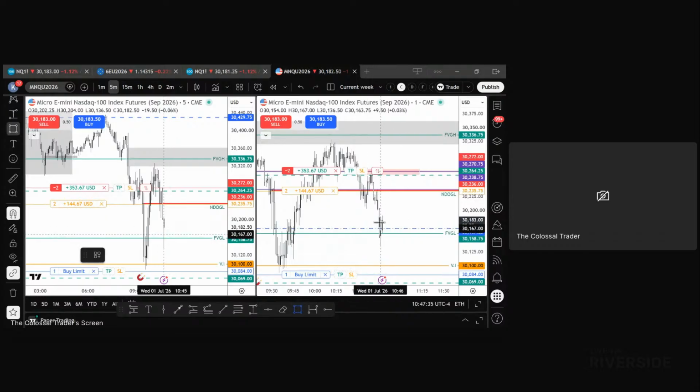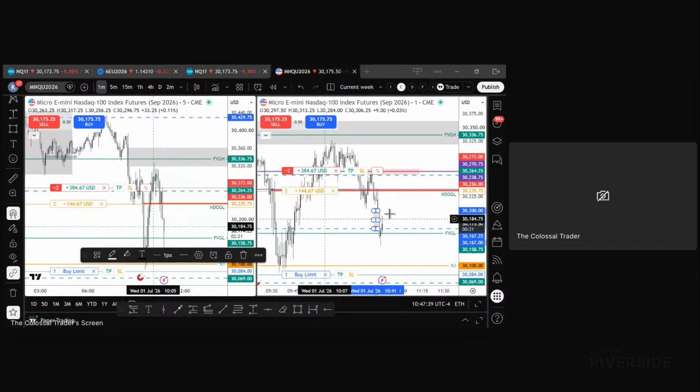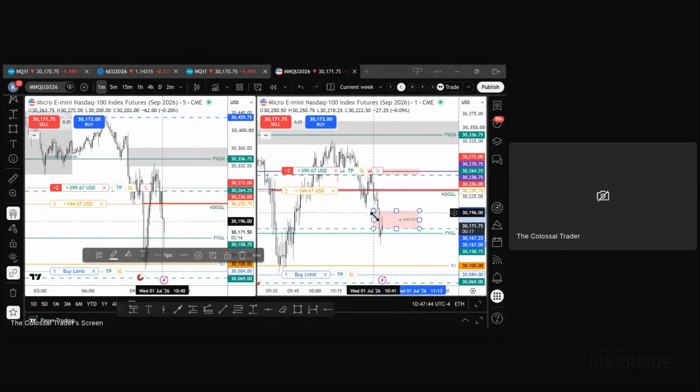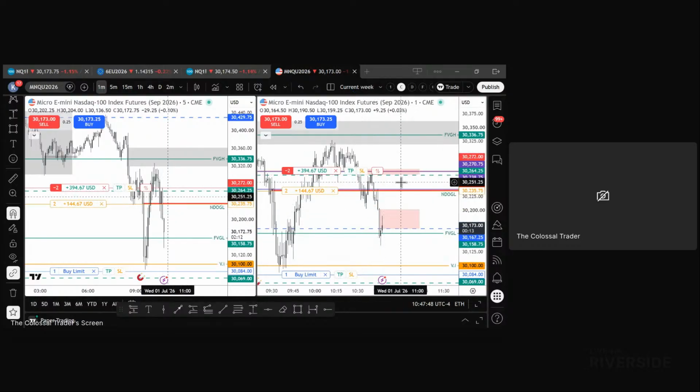Ideally, this should drop price. If we don't get this drop in price right here, then we might see price come back to our stop loss. But I want to see this drop price. Okay.